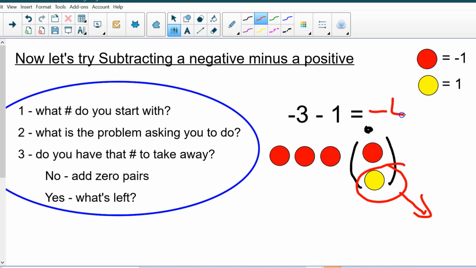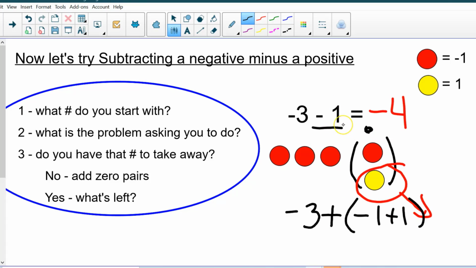us with -4. Okay? If I write that out, what we did with the counters, we started with -3. I didn't have the 1 positive to take away, so I added a 0 pair, -1 and +1, right? Now, however, I was taking away the positive part of the 0 pair. So I took away the +1. What did that leave me with?